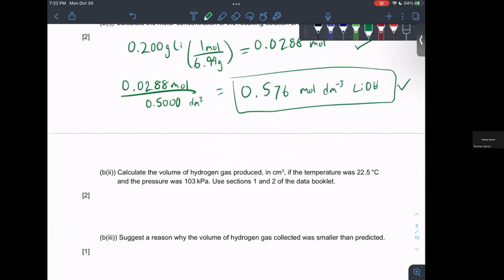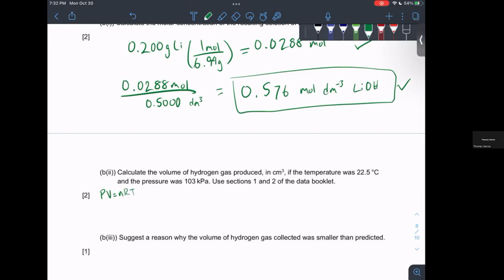Moving on, calculate the volume of hydrogen gas produced in centimeters cubed if the temperature and the pressure are both given. So this one's a bit awkward. It says use sections 1 and 2 of the data booklet. Using those sections, you will find the wonderful ideal gas law, PV equals nRT.